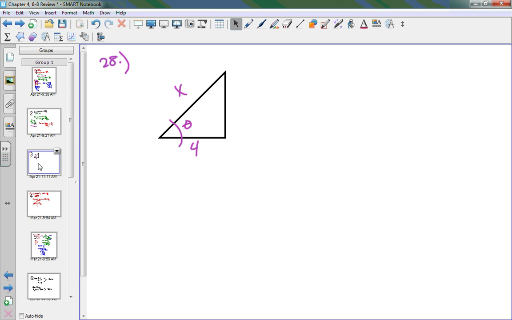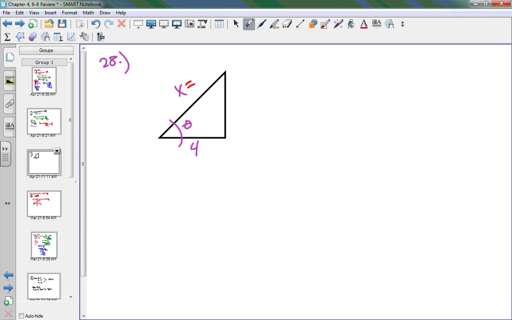I think it's section 4-7. In 27 through 30, it says use an inverse trigonometric function to write theta as a function of x. So I'm solving for theta. So first of all, where's theta? Down the bottom left-hand corner. According to theta, what is x?